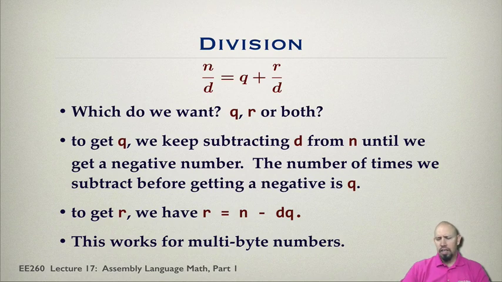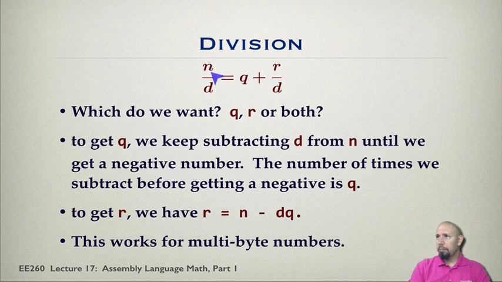So you can see, in terms of calculation time, division takes longer than either multiplication or addition or subtraction. In fact, it can require quite a bit depending on how big of values these are. So this works for multi-byte numbers as well. So in other words, the R, the N, the D, and so forth can all be multi-byte numbers. So that's helpful.